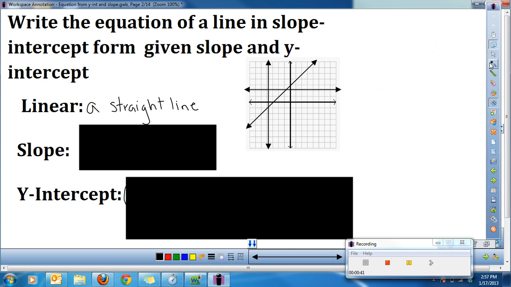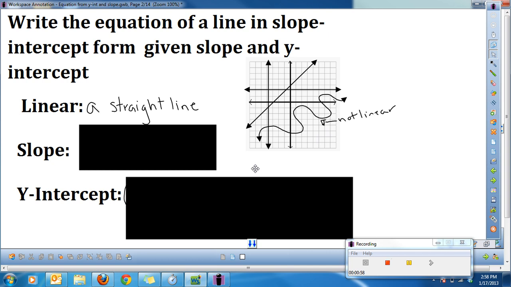Now, if I were to draw a line that looks like this, that's not linear. That is not a linear equation. A linear equation needs a straight line. So let's write not linear, that line right there. Okay? Let's talk some other things.